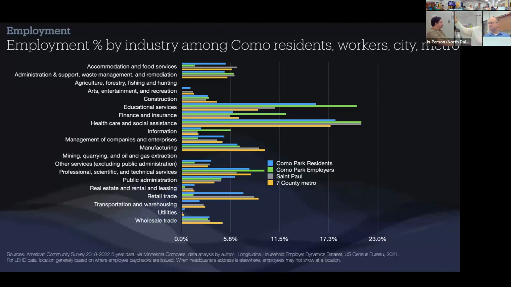I was told Como had more public sector employees than the rest of the city, just a ton of teachers, city employees.